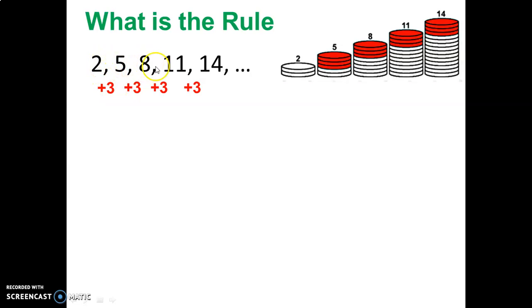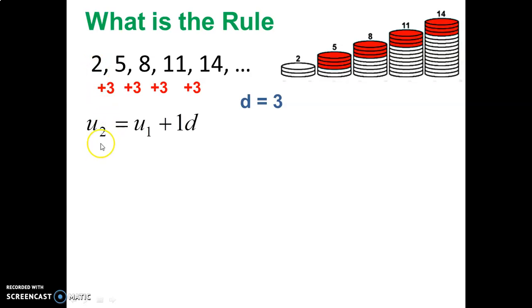If we have a common difference, or common addition or common subtraction of numbers between terms, we call that an arithmetic sequence. And then we call that common difference, that difference between terms, the d value. In this case, it's 3.